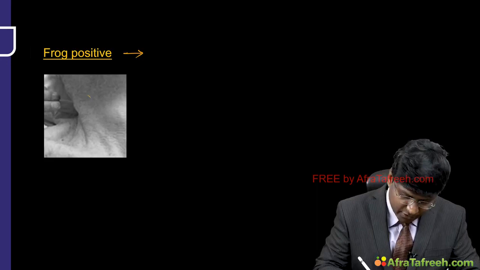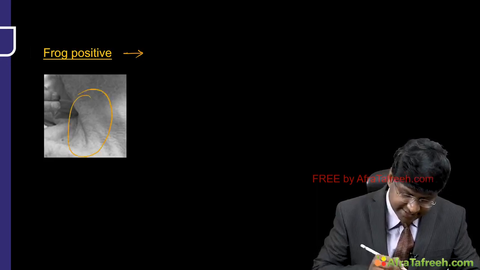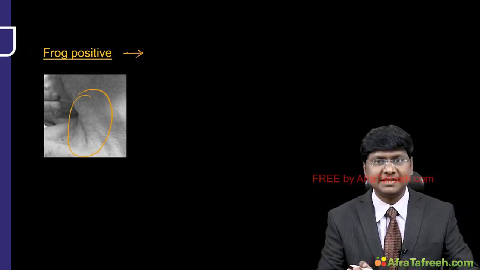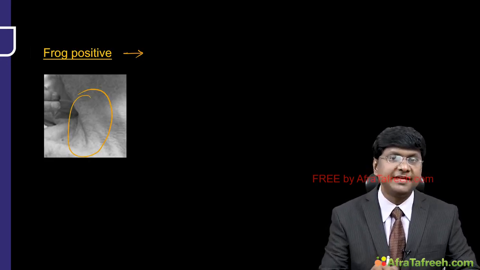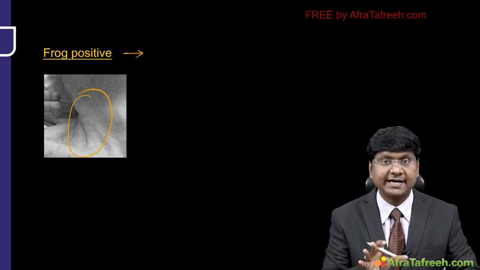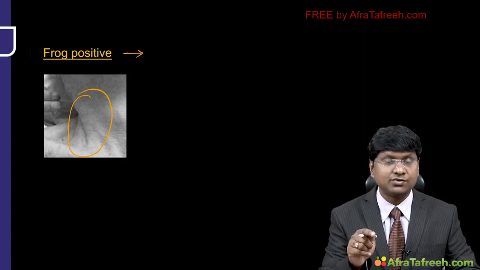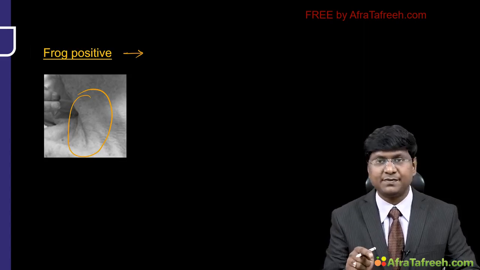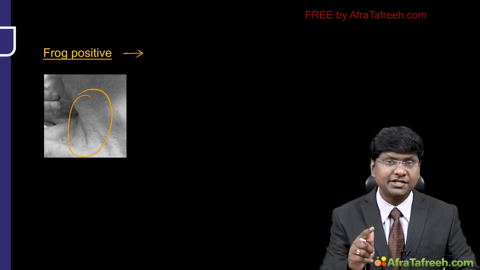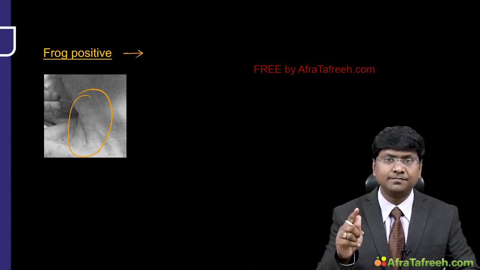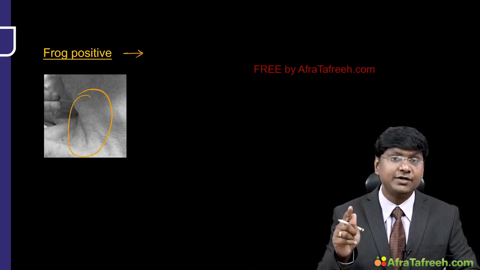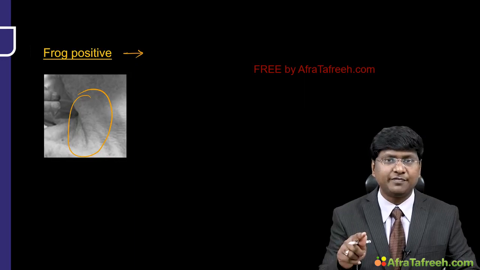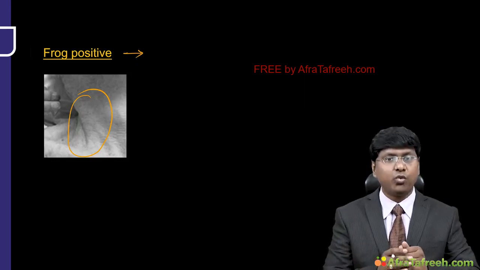Now you need to know what is the frog positive sign within the JVP. So basically it is nothing but, in case of complete heart block, what exactly is the scenario? Right atria is contracting against the closed tricuspid valve, and what has happened to right atrial pressure? It is elevated much more. It is elevated to more than or equal to 16 millimeters of mercury. So in that scenario, what happens?